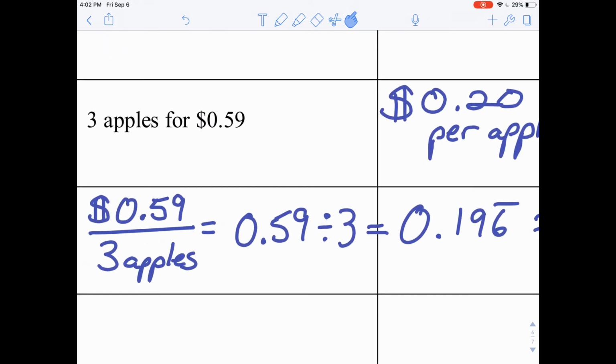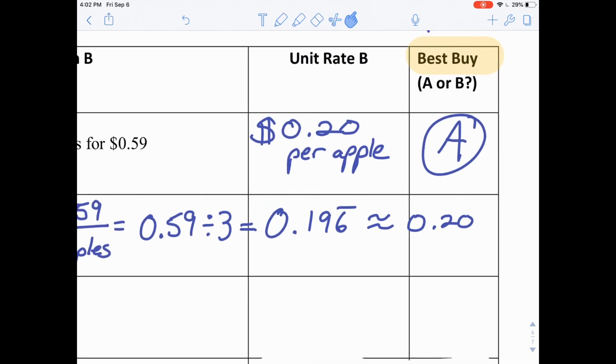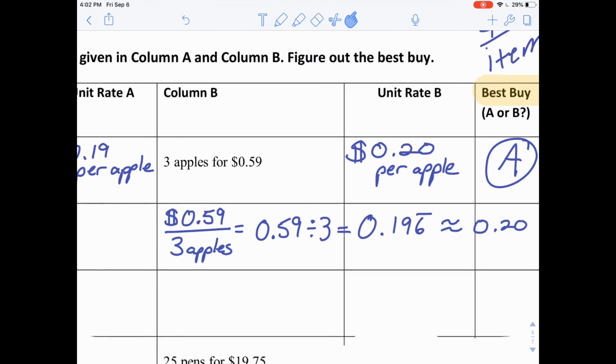Now the number I get in my calculator for this is 0.19666. The 6's go on forever. And money doesn't go that far. So I'm going to round this to the nearest penny. And when I round it, because there is a 6 to the right of my hundredths place, I would round that up to 20 cents. So this set of apples in column B are actually 20 cents per apple.